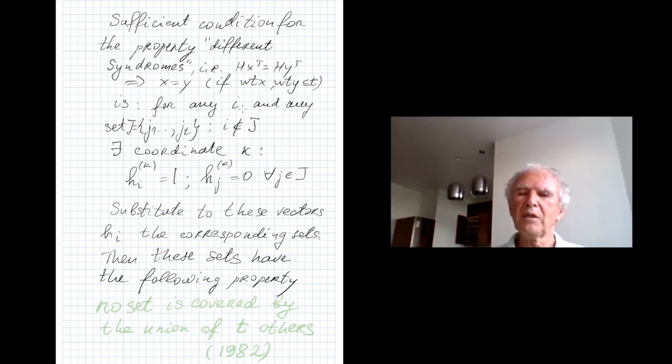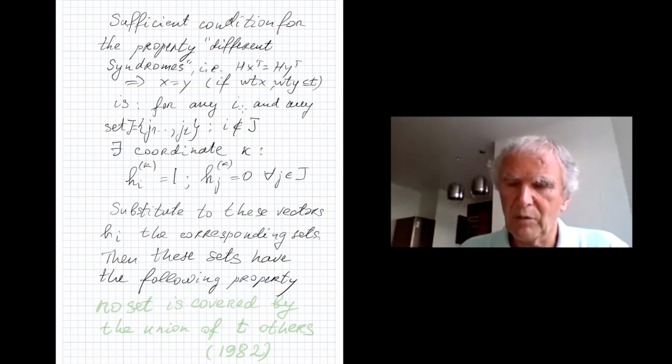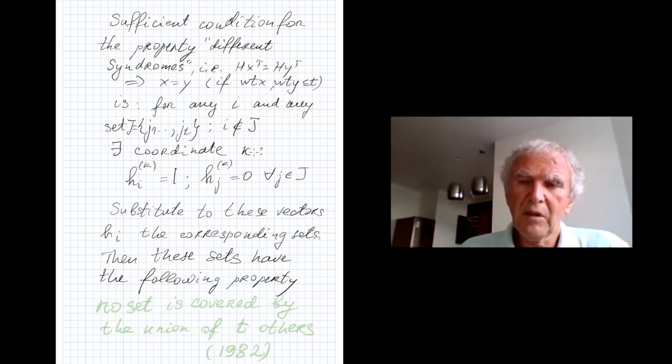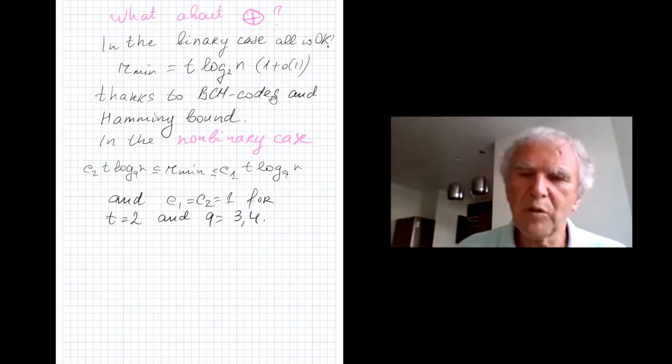Almost means that if you have a cover-free set, then it gives you the property of different syndromes. But if you have a matrix H which provides the different syndromes property for sets of size T, then you have the (T minus 1) cover-free property. So asymptotically it's the same. And maybe just concluding remarks.